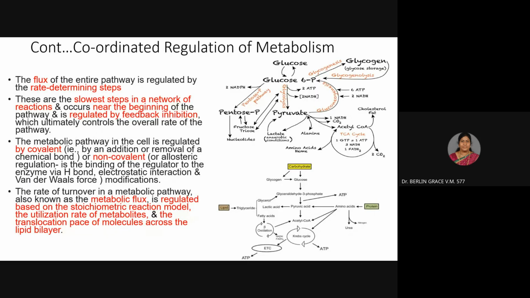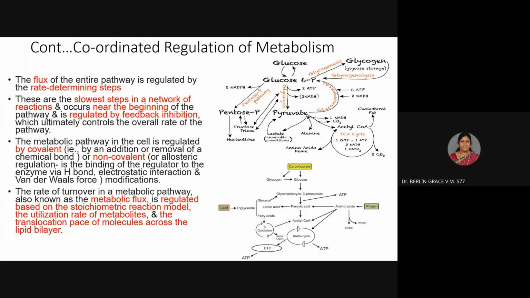For each flux, the first step mostly is the slowest step in the network of the reactions, and it will be near the beginning, and it can be regulated by feedback inhibition. When the product level is high, this pathway or this flux can be inhibited. So that step, the first step, is called the rate determining step.